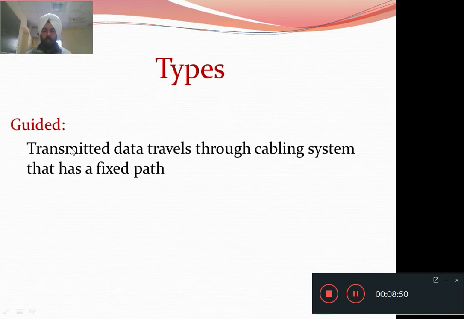Another is types: guided media or unguided media. Transmitted data travel through a cabling system that has a fixed path, which is called guided media. That means transfer of data from one computer to another through the use of cabling.